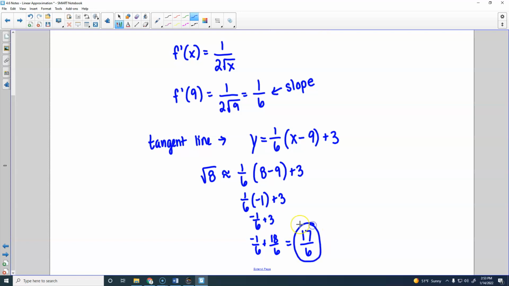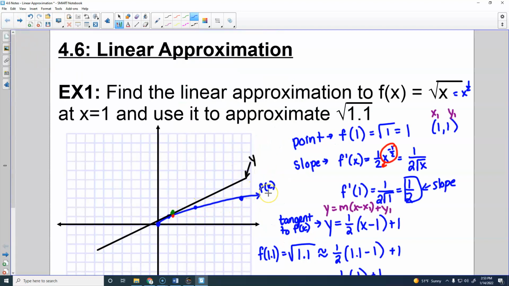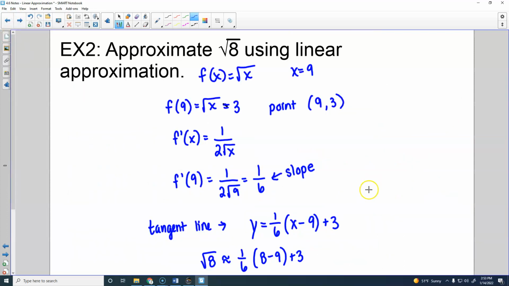So that's positive. Would that be an overestimate or underestimate? Underestimate or overestimate has to do with the graph that you start with. If your graph is concave down, like we see here, the tangent line at 9 is going to be still above that graph. So for a square root, all of them are overestimates because you're always concave down for that. So this would be a slight overestimate.